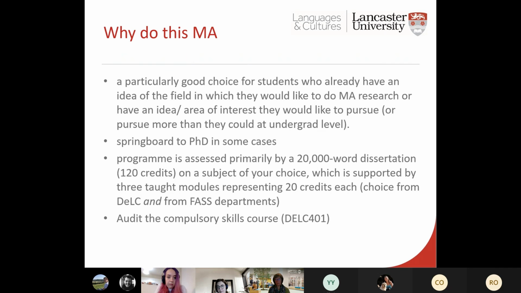You also do the compulsory skills course. That's called DELC 401, and it's skills for modern languages students. The MA in Translation students have to do that course too. And this is about learning the skills of setting about research, literature searches, source evaluation, abstract writing, presenting at conferences, using theory, all sorts of things.